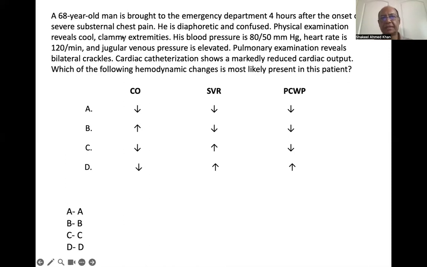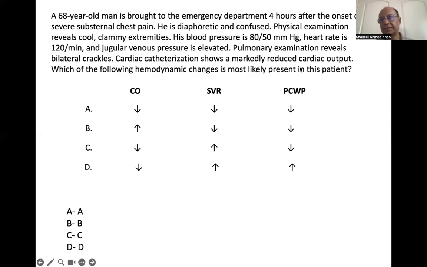You can see here, this is a 68-year-old guy who comes through the emergency with chest pain, and the peripheral extremities are cold and clammy. The pressure is low. The heart rate is high, right? Pressure low and heart rate high means something, I will tell you later on. The JVP is elevated. Now the lungs show what? Bilateral crackles. That means there is fluid, there is water there, right?